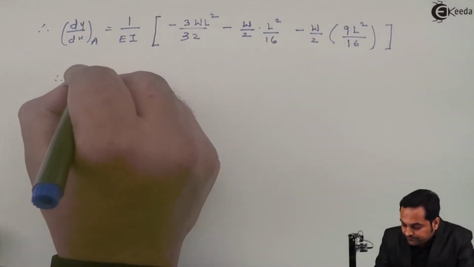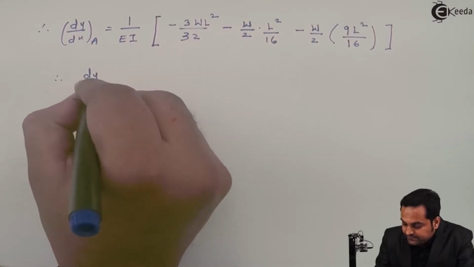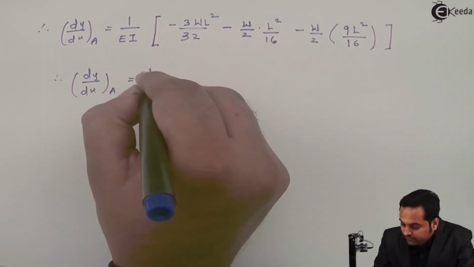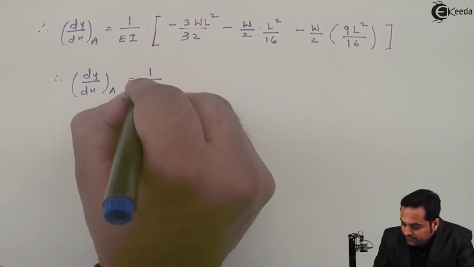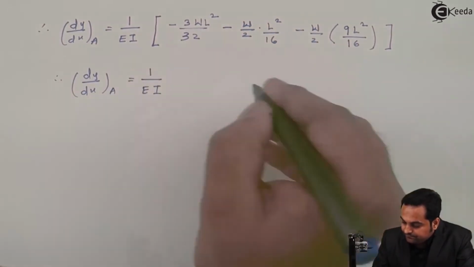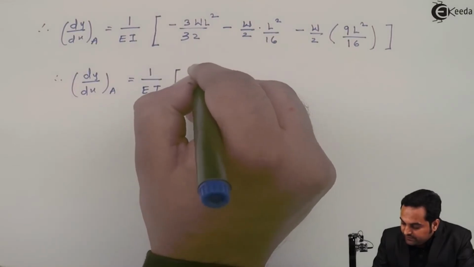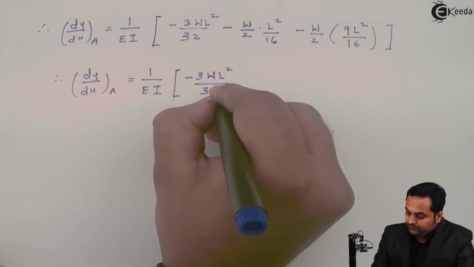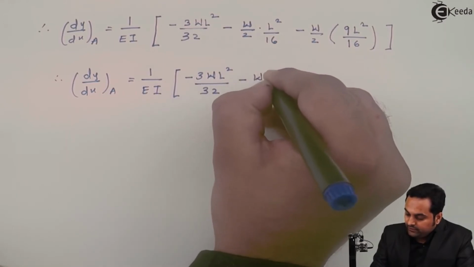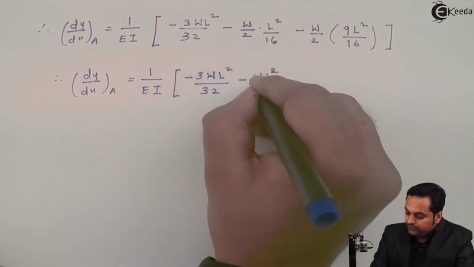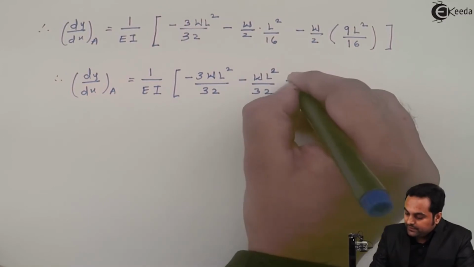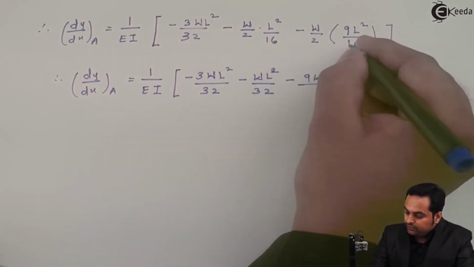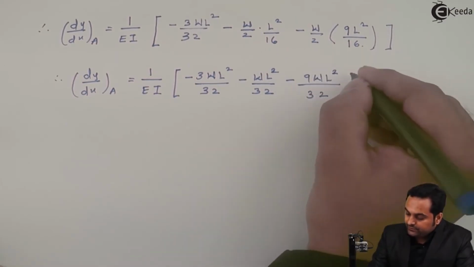So therefore dy by dx at A is equal to 1 upon EI. Here we have minus 3WL square by 32 minus WL square by 2 into 16, that is 32, minus 9WL square upon 2 into 16, that is 32.